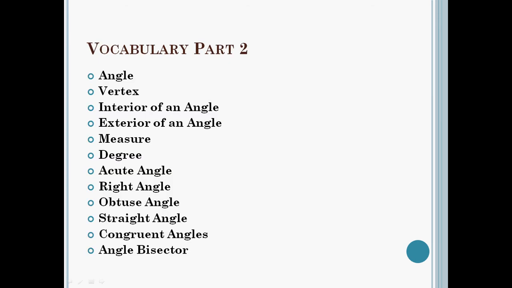For part 2, your vocabulary words are angle, vertex, interior of an angle, exterior of an angle, measure, degree, acute angle, right angle, obtuse angle, straight angle, congruent angles, and angle bisector. It's a lot of words, but they fit together nicely.